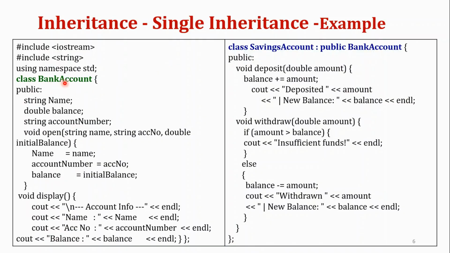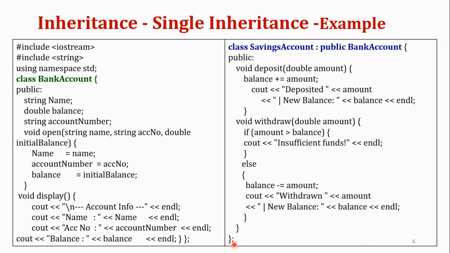The base class name is BankAccount, and it has member data and member functions in public access mode. That is the end of the base class BankAccount. SavingsAccount is the derived class, colon public. In public mode, I'm inheriting BankAccount into SavingsAccount. With the colon, public mode of inheritance and the base class name BankAccount, all the public members are readily available in the public access mode of the derived class.